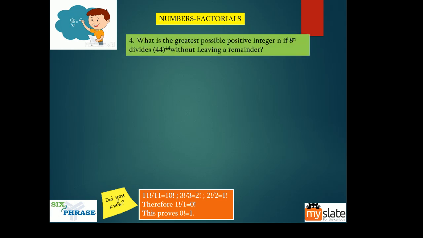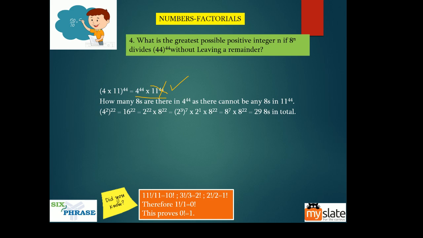What is the greatest possible positive integer n such that 8 power n will divide 44 power 44 without leaving a remainder? That is what they are asking. 44 can be written as 4 into 11, so 4 power 44 into 11 power 44. You have to find how many 8s are there in this. Surely there won't be any 8 in 11 power 44. So how many 8s are there in 4 power 44, as there cannot be any 8s in 11 power 44.